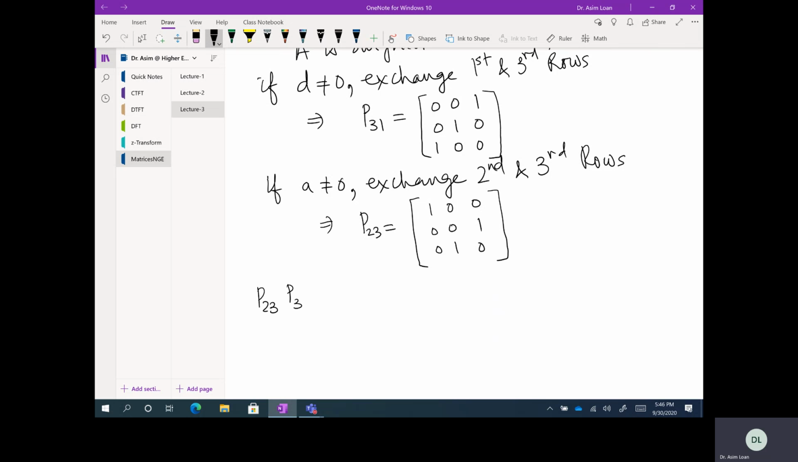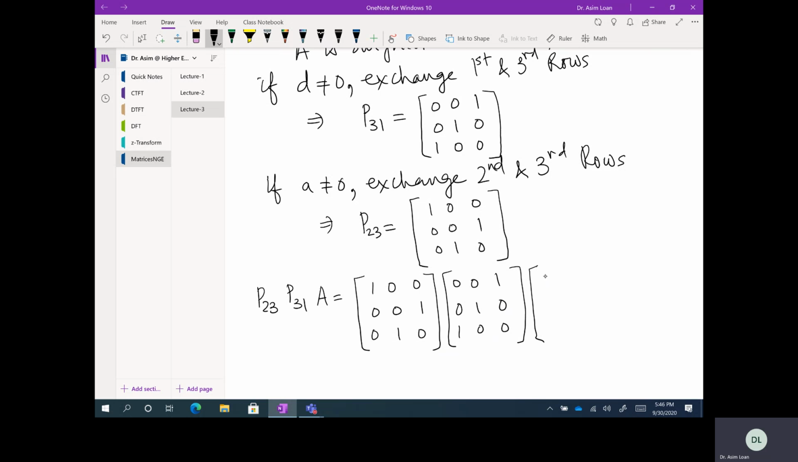P31 first, then P23, then A becomes 1, 0, 0, 0, 0, 1, 0, 1, 0 multiplied by P31, which is 0, 0, 1, 0, 1, 0, 1, 0, 0, and multiplied by A, which is 0, A, B, 0, 0, C, D, E, F. This will become what?